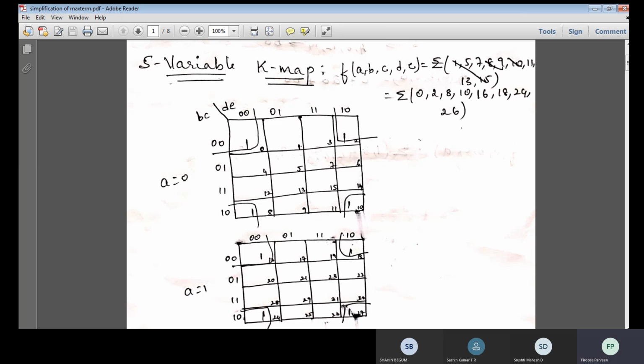Okay. So A, B, C, D, E are 5 variables. We can count 1, 2, 3, 4, 5. So 5 variables means 2 raised to 5. How many cells will you be having? How many combinations will you be having? You will be having 32 combinations, that is 0 till 31.